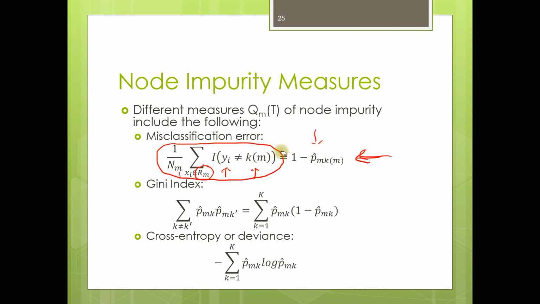Another way of looking at it is through that proportion, which is normally the same thing. What does it mean? It means that I need to take 1 minus the proportion within the data that relates within the region M, the proportion that relates to class Km.